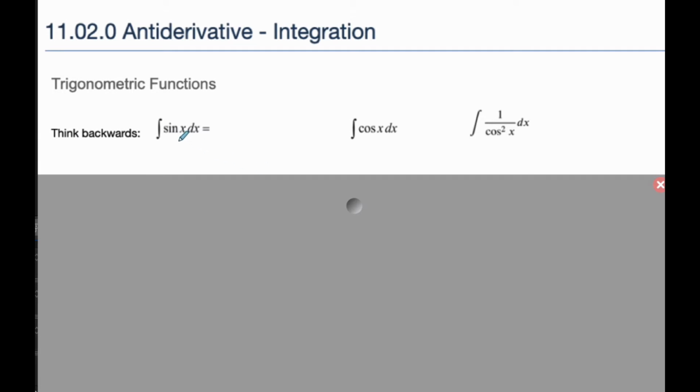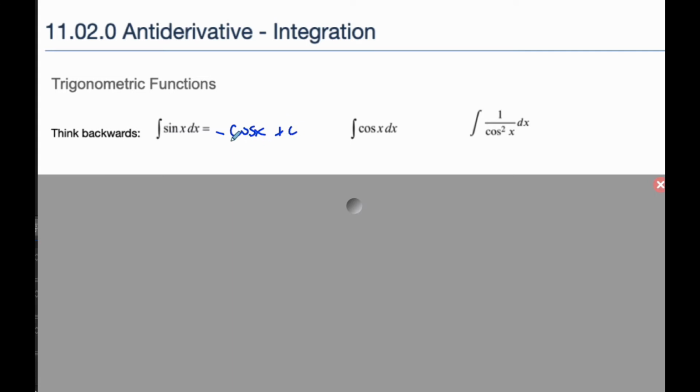Okay, so we're still doing antiderivative integration, and we're going to deal with trig functions. And if we think backwards, if I want to do the integral of sine x, well, I know the derivative of cosine x is negative sine, so let's combat that. So it's going to be negative cosine x plus c.